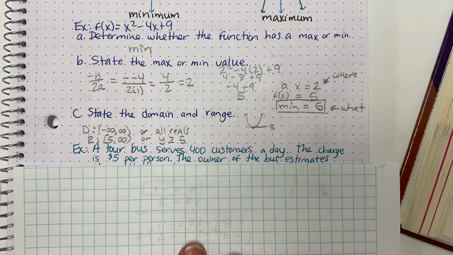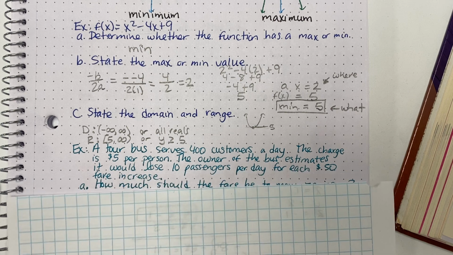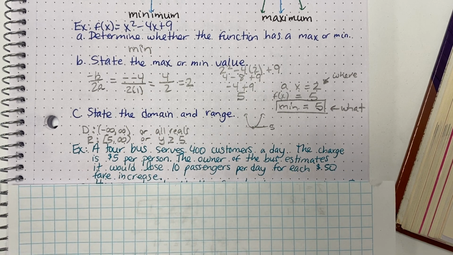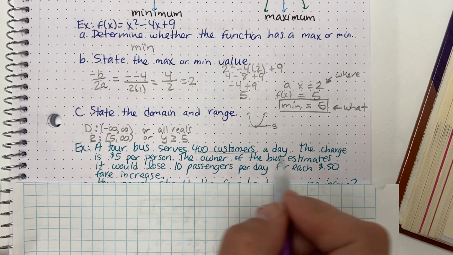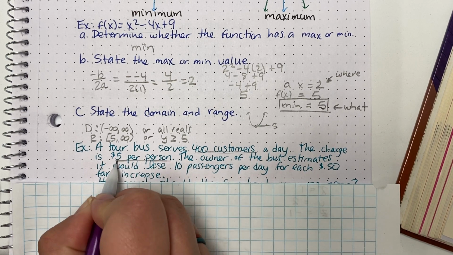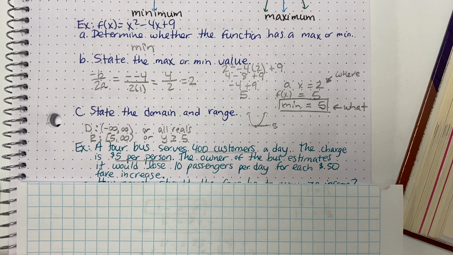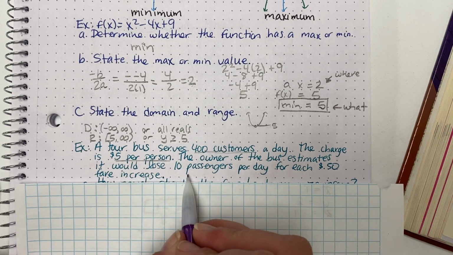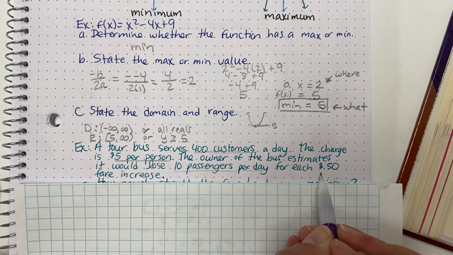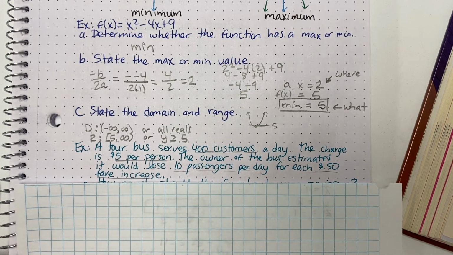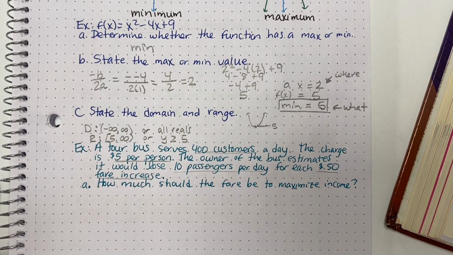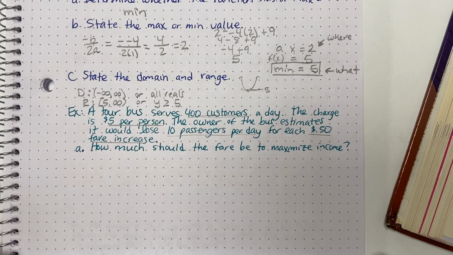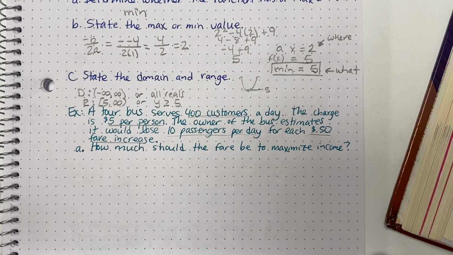All right, got one more for you. It says, a tour bus serves 400 customers a day. Probably important. The charge is $5 a person. The owner of the bus estimates it would lose 10 passengers per day for each 50 cent fare increase. And I need to figure out how much my fare needs to be to maximize the income.